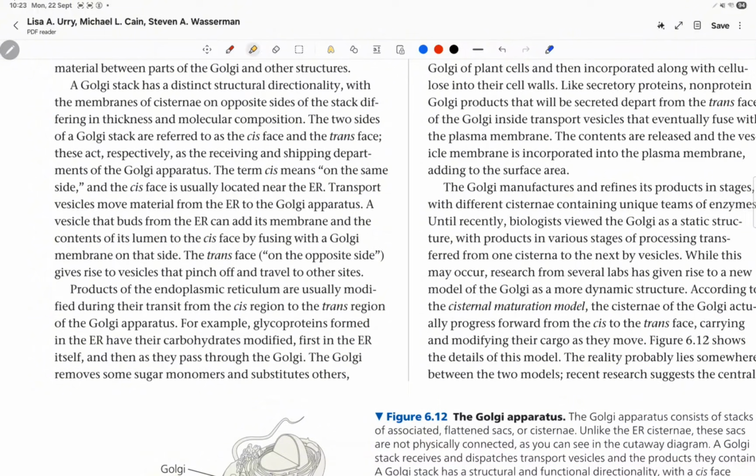For example, the glycoproteins are proteins that have a glucose on them or a carbohydrate on them. They're made to be glycoproteins inside the Golgi apparatus. That's called modification of the proteins that come to the Golgi apparatus.